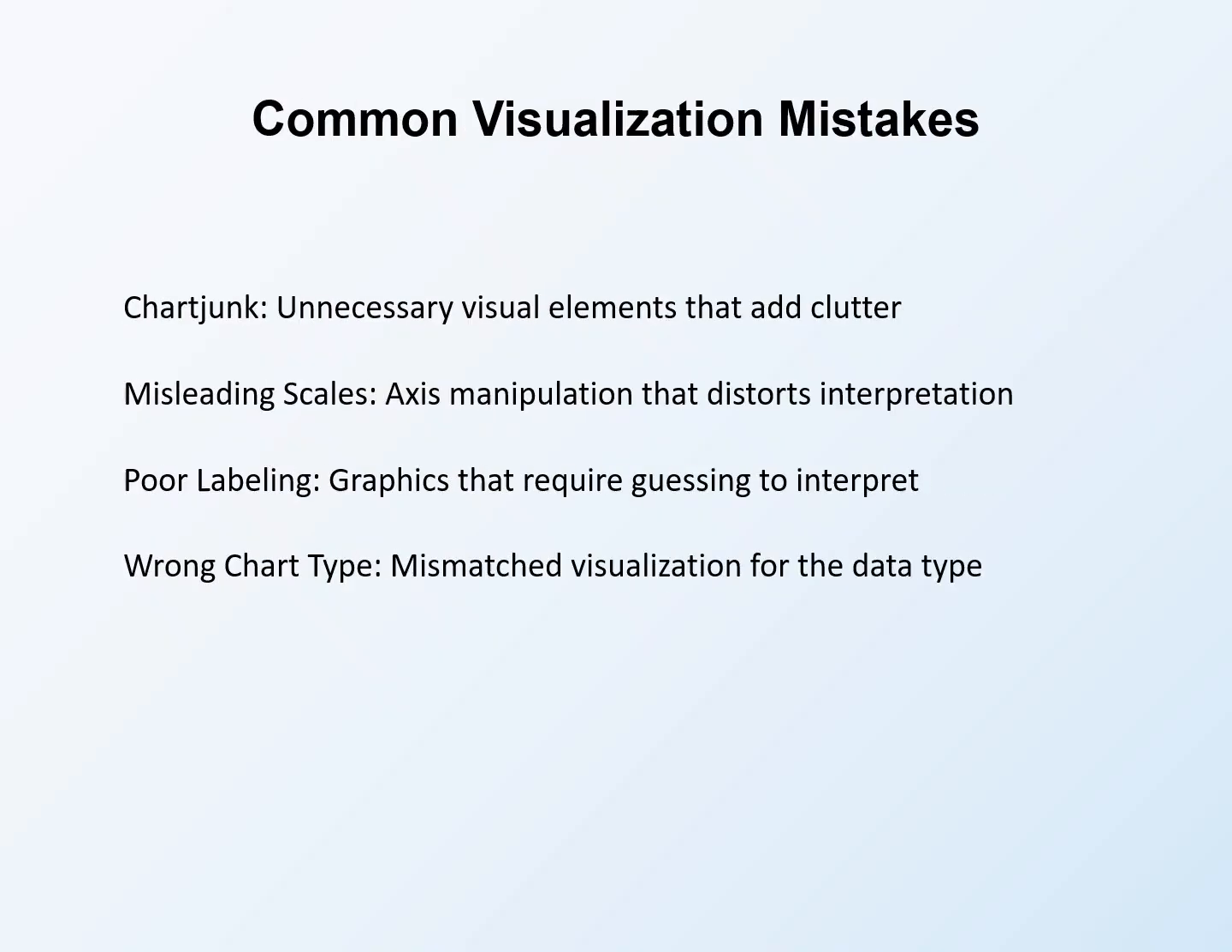Common visualization mistakes undermine the effectiveness of graphics. Recognizing these mistakes helps you avoid them. Chart junk refers to unnecessary visual elements that add clutter without improving communication. Three-dimensional effects on two-dimensional data, excessive grid lines, decorative borders, busy backgrounds. These elements distract from the data rather than clarifying it. Remove anything that does not serve communication.